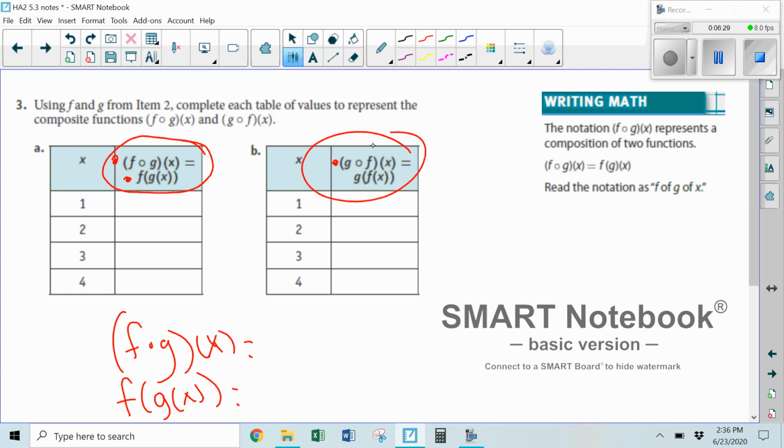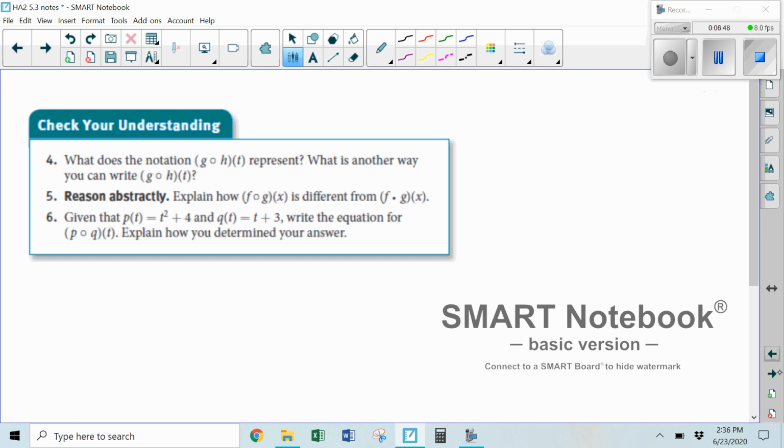If you see it in this order, g of f of x, that is the same as writing it as g of f of x. So f of x is your inner function, you would do that first, and then you would put that into the other function. Let's go ahead and practice some.